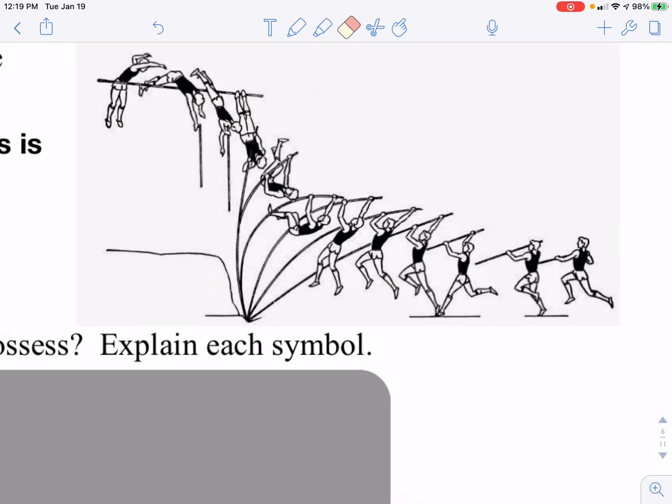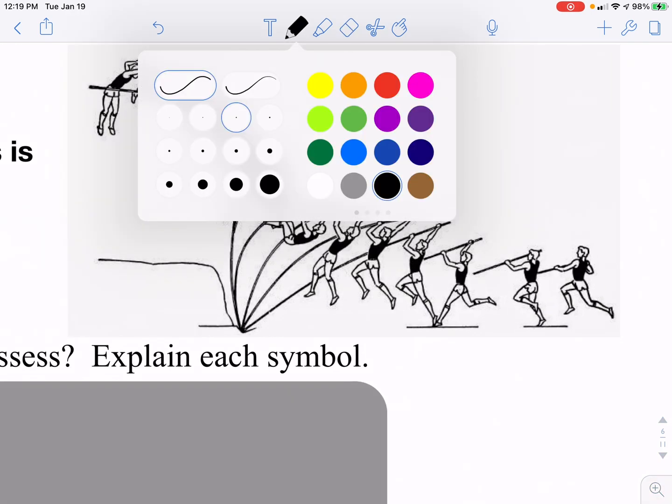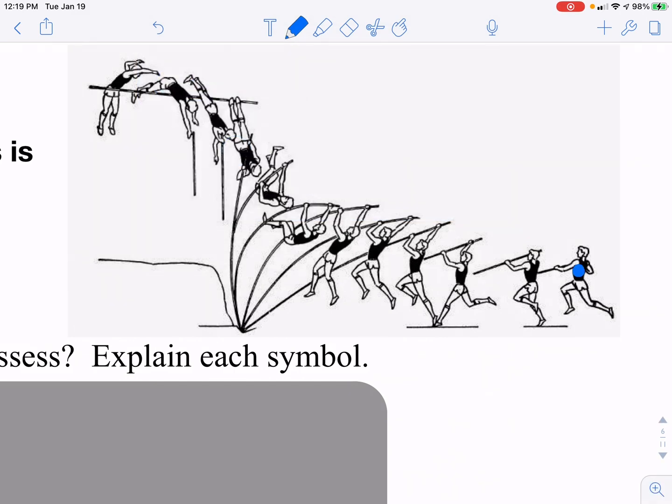And you can see that within the pole vaulter. I'll illustrate it with blue dots. I'm going to approximate the center of mass. You can see the center of mass of the person is really what's going over the bar. You have to flip and turn and hip heist and do all these things as a pole vaulter to get over the bar. But the center of mass is really what needs to get over the bar.